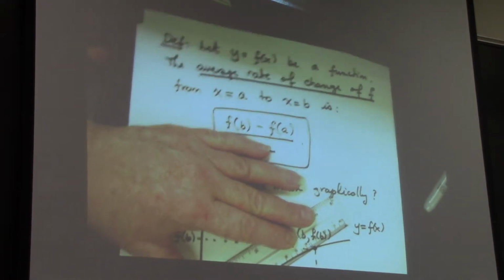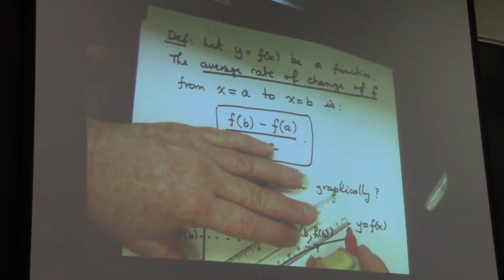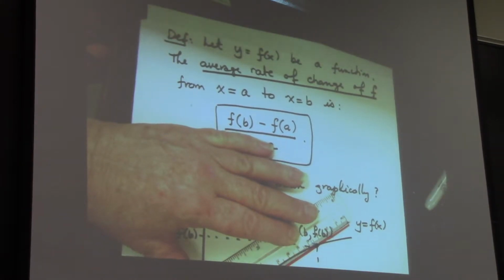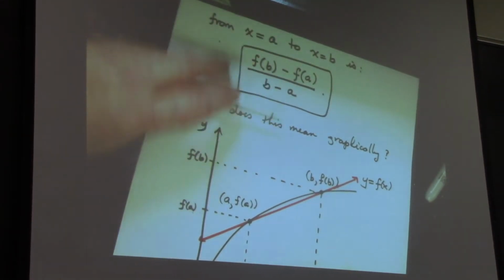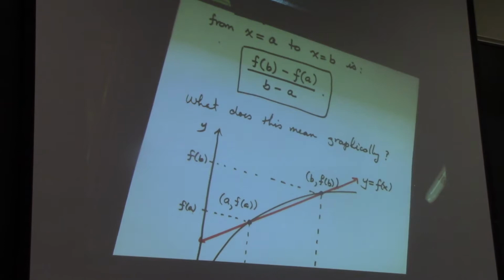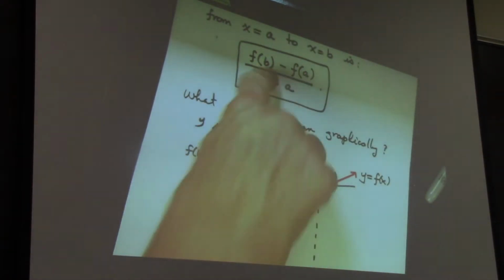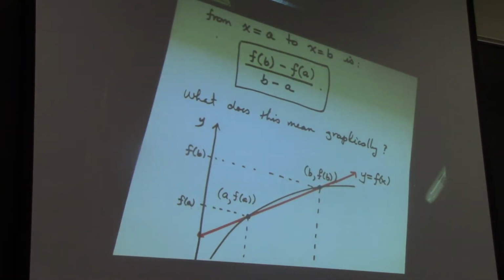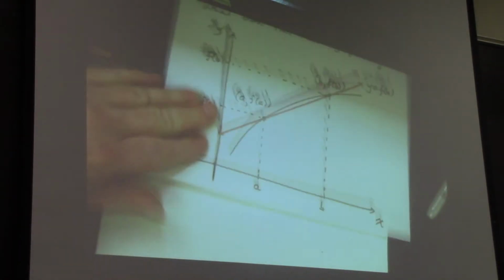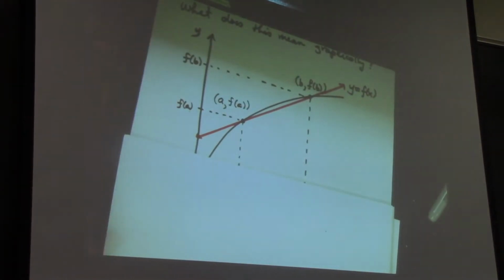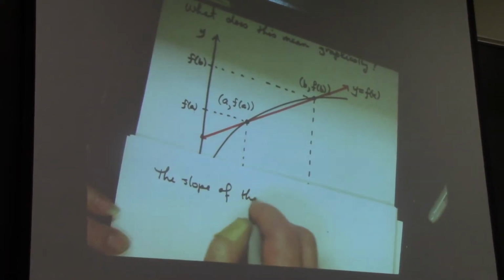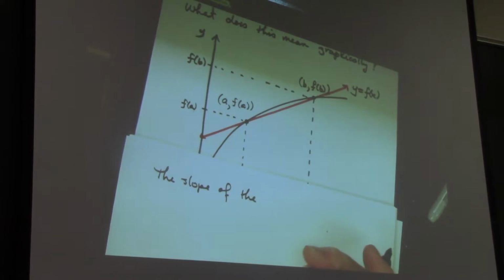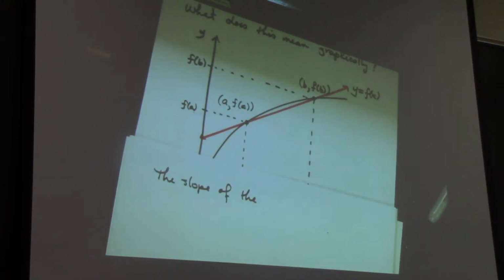Now, probably the graph itself is not a line. It's probably some curve. I mean, it could be a line, but I'm certainly not assuming it is. But if you draw the line passing through those 2 points, then the slope of that line is that f of b minus f of a. Okay? Down here.